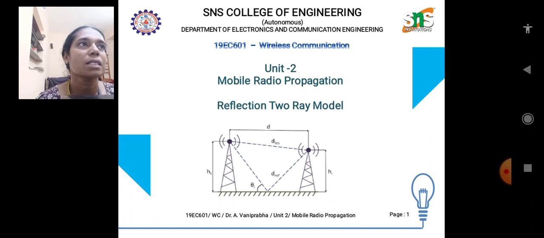In the direct path, the signal travels directly from the transmitter to the receiver without any reflection or disturbances. In the ground reflected path, the signal reflects off the ground before reaching the receiver.